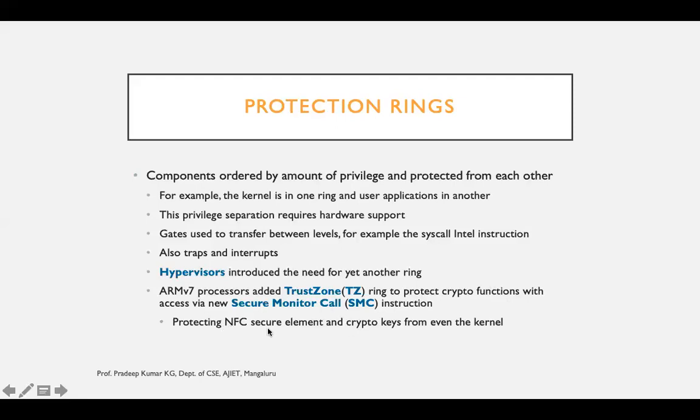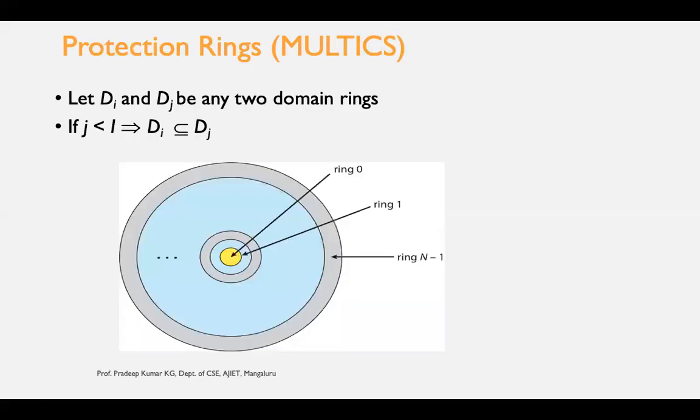And protecting the NFC secure element and crypto keys from the kernel. So these are the features of the ARM V7 processor. This is about protection ring. So here you can see an example. Consider DI and DJ, only two domain rings. So DI and DJ are the two domain rings.